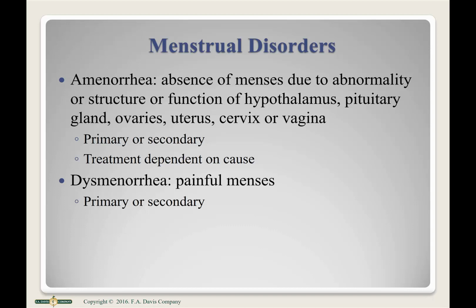So the treatment depends on the cause, of course. Dysmenorrhea is painful menses. That is either primary or secondary. Primary is related to the actual menstrual period, and secondary is related to other factors. Of course, treatment is generally the same with dysmenorrhea, but you do want to find the source, the reason, and treat that.